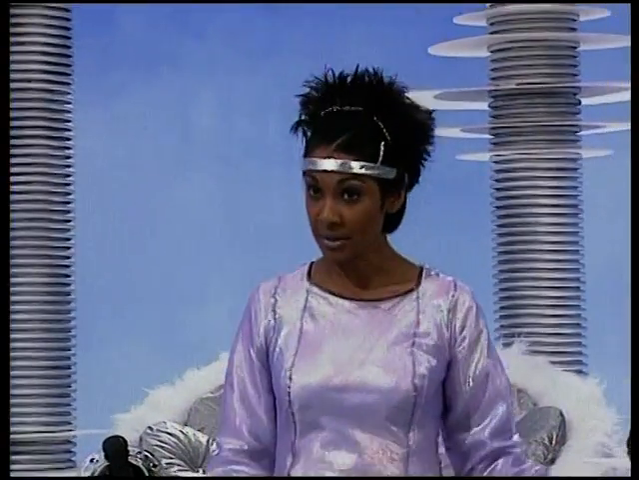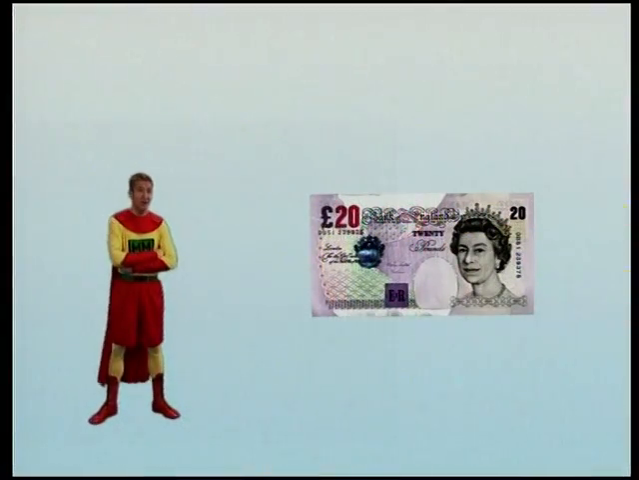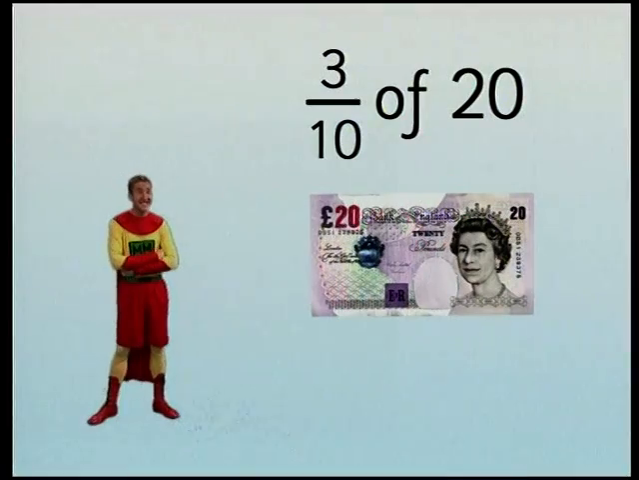Now, Maths Man, say I wanted to buy you a birthday present, but I just couldn't decide what to buy you, so I was going to give you some money instead. £20? Thank you. Alas, you can't have all the £20. You can have 3/10 of it. But first you have to work out what 3/10 of 20 actually is.